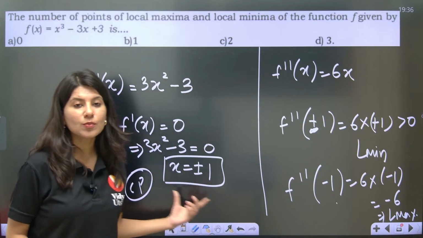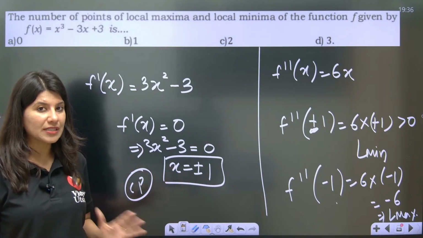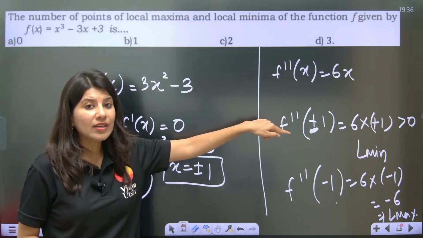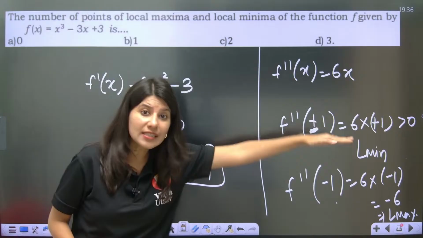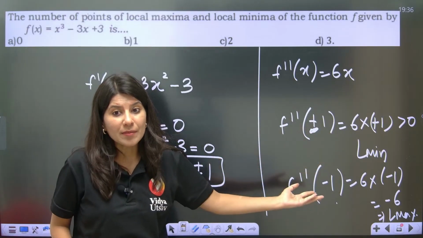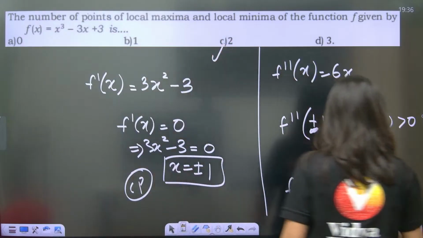Critical points are those points where the derivative becomes 0. So 1 and minus 1 are 2 points. We need to check the double derivative. At plus 1 and minus 1, we realize at plus 1 we are getting positive, means local minima, and negative means local maxima. So option C is absolutely correct.